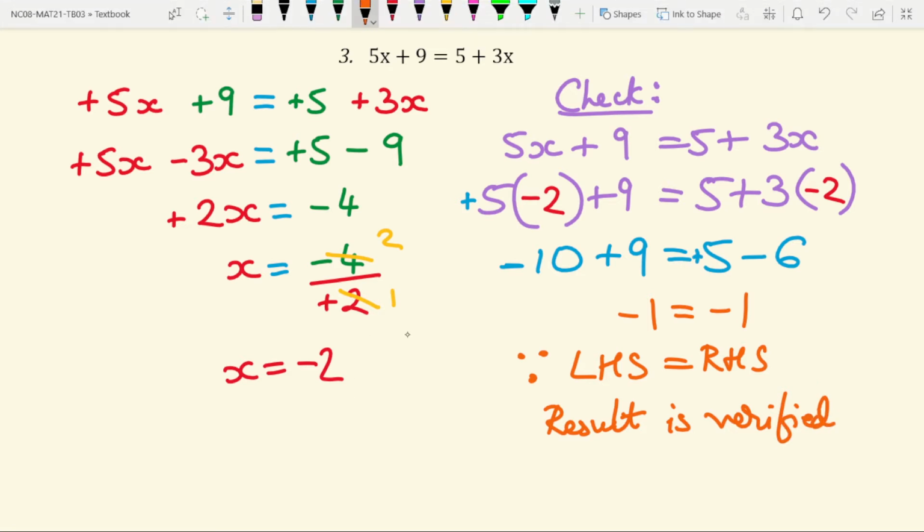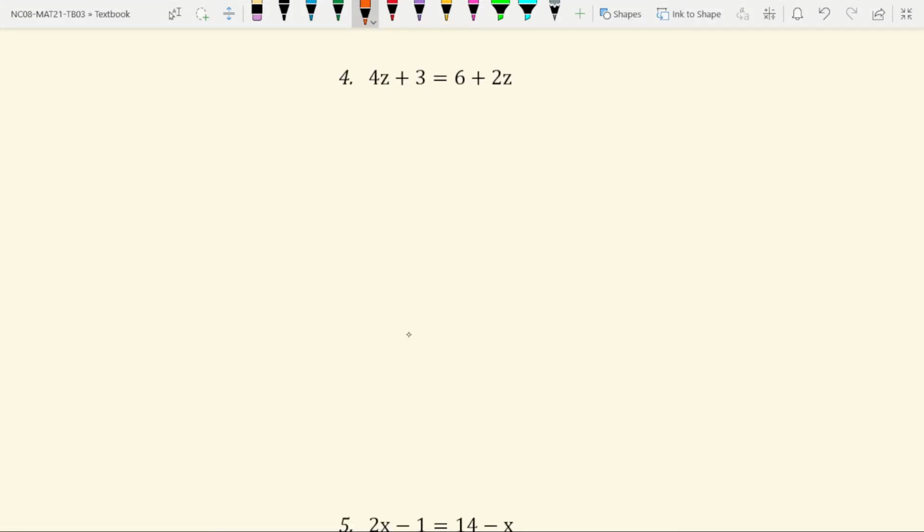Now let us solve the next equation. The variable is z, and the equation has plus 4z. So first we have to identify the terms. The first term is 4z, which is an unknown term with a positive symbol. The next term is plus 3, which is a known term.